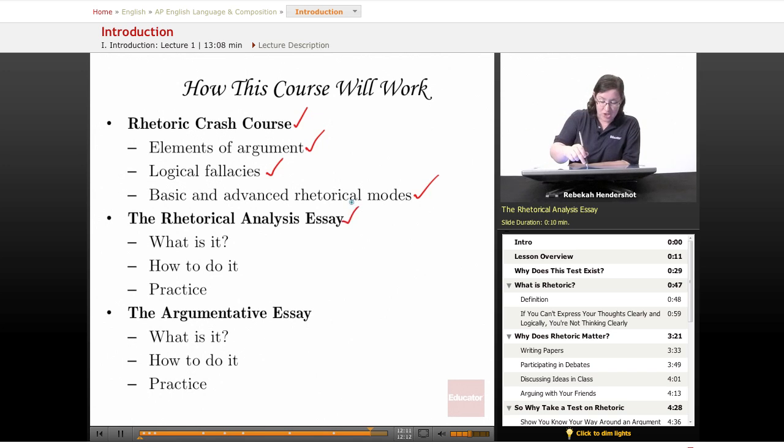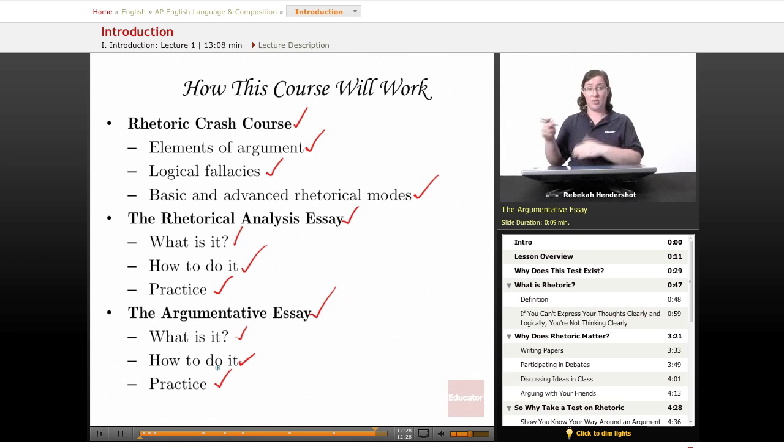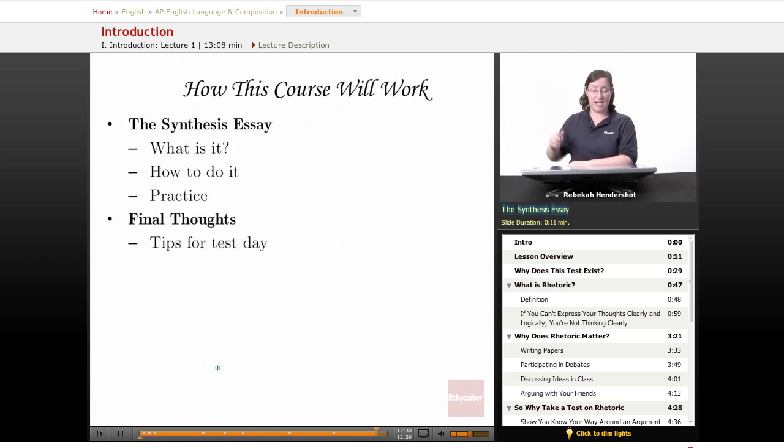Then we've got a section just on the rhetorical analysis essay. What is it? How do you do it? And we're going to do some real practice with an actual prompt and look at some actual essays. We're going to do the same with the argumentative essay. What is the argumentative essay? How do you do the argumentative essay? And then we're going to do practice, again, with an actual prompt and actual essays.